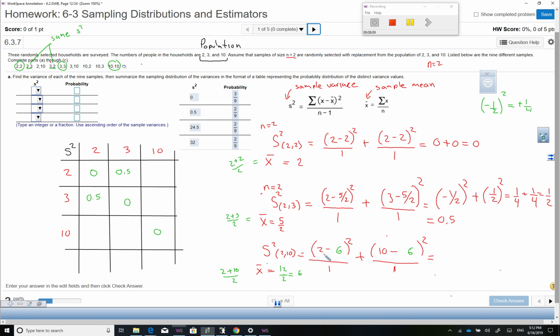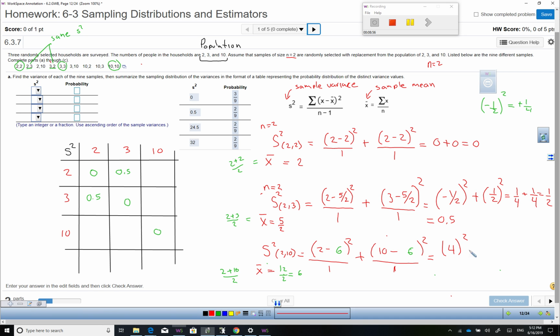So again, I follow that formula. It's x minus x bar. So 2 minus the mean. The mean is 6. 2 minus 6, over n minus 1, which is 1. The next term is 10 minus the mean, which is 6, over 1. Okay? Of course, this is raised to the second power. I follow the formula. 2 minus 6 is 4 to the second power.